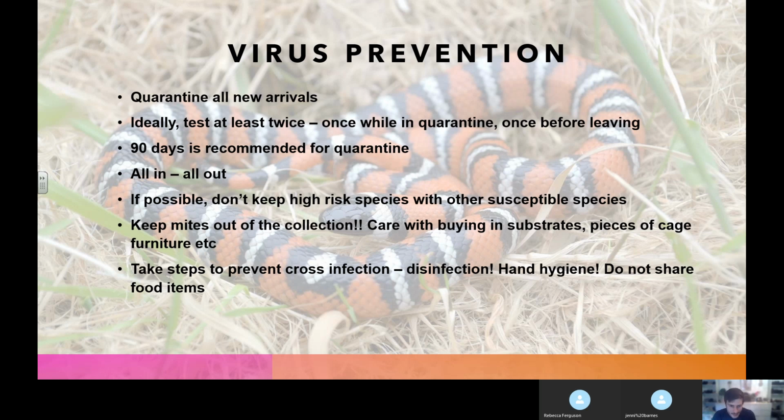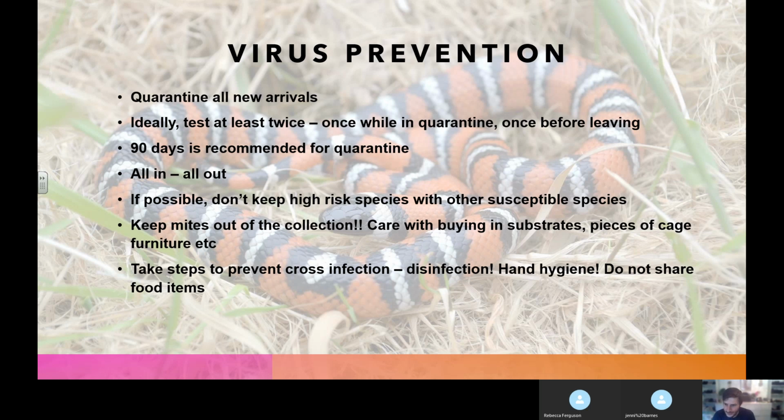Really important to keep mites out of your collection. It's all very well treating animals and quarantining animals, but don't forget that mites lay eggs, and mites can be brought in from wholesalers and dealers and shops and shows, in substrates that have been pre-packed, where there are animals surrounding them in the same building.